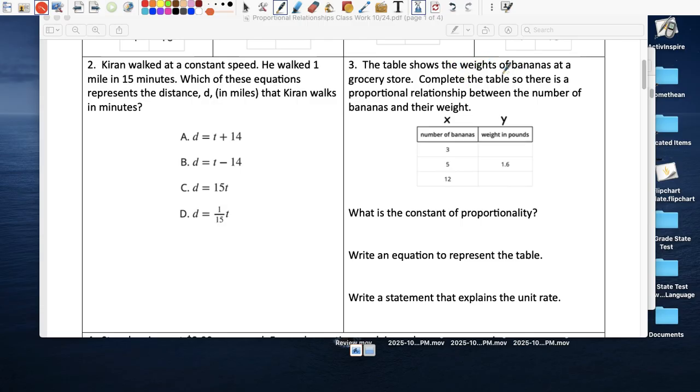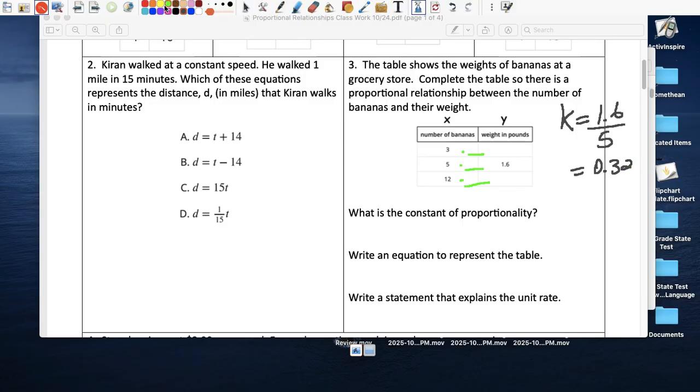The table shows the number of bananas to the weight. So I have a relationship here, right? And in order to figure out what I multiplied this by, we need the constant of proportionality. So take the one that you see here, and we're going to do k equals 1.6, because it's the y value divided by the x value. So 1.6 divided by 5 is going to give us 0.32.